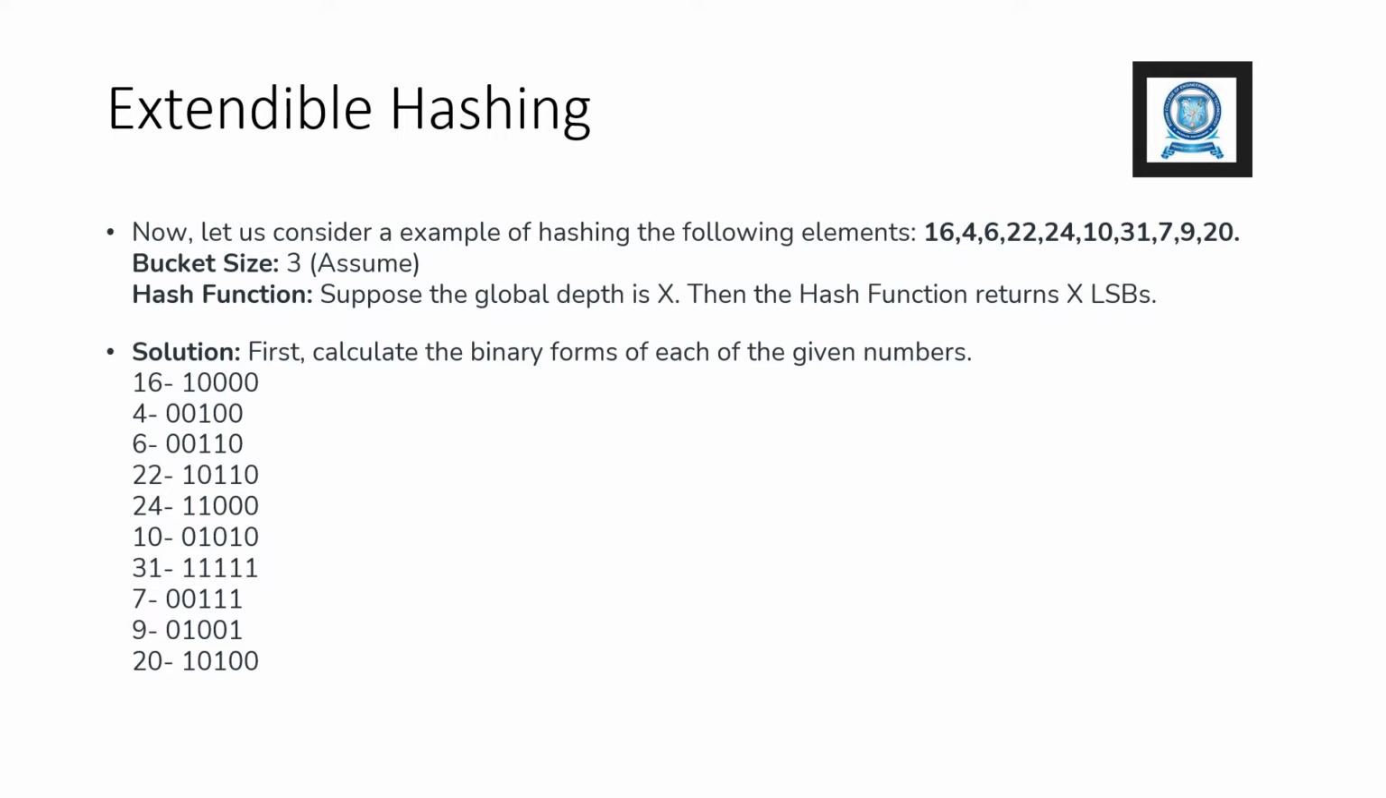Now let us consider an example of hashing the following elements: 16, 4, 6, 22, 24, 10, 31, 7, 9, 20. Bucket size, for example, assume 3. Hash function: suppose the global depth is x, then the hash function returns x LSBs. First step, calculate the binary forms for the given numbers, that is from 16 to 22 in the given list. Here the binary formats are shown for the given elements.